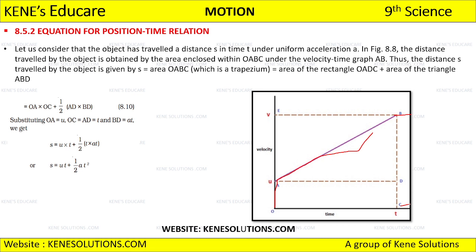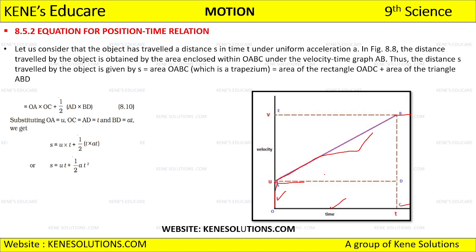So it is equal to the area of rectangle OADC plus the area of triangle ABD. So we can calculate it by the trapezium formula, OA into OC. Now find out where OA is. Here we have OA into OC is equal to half AD into BD. Got the formula 8.10. What the formula states is OA into OC is equal to half AD into BD.